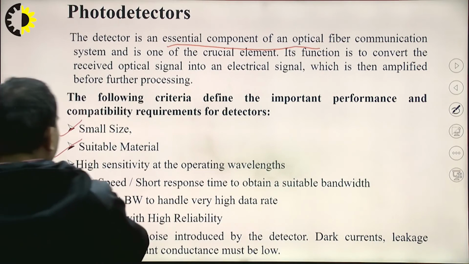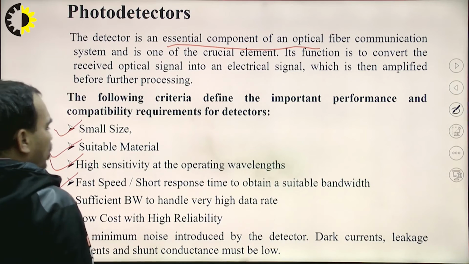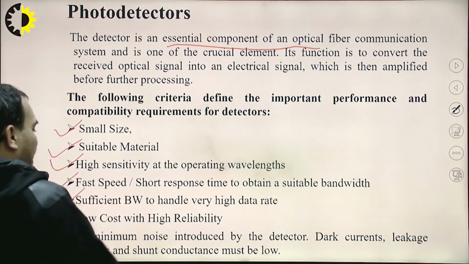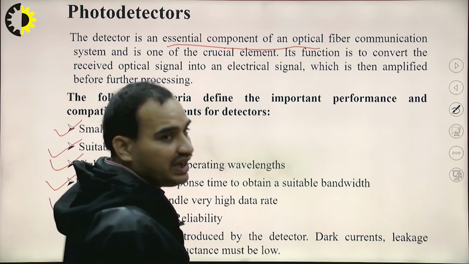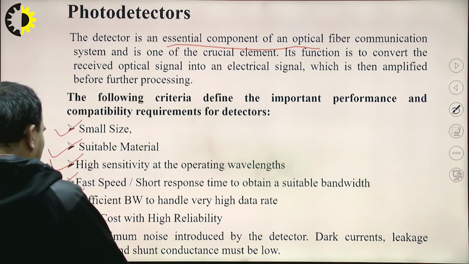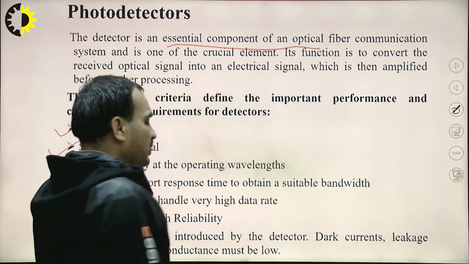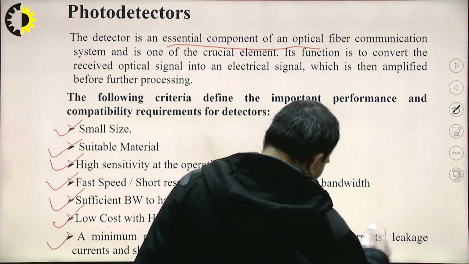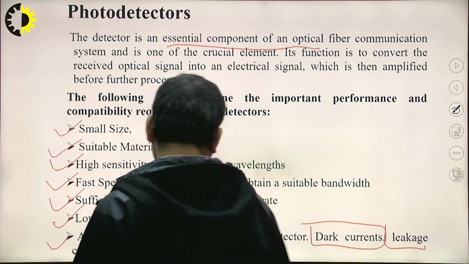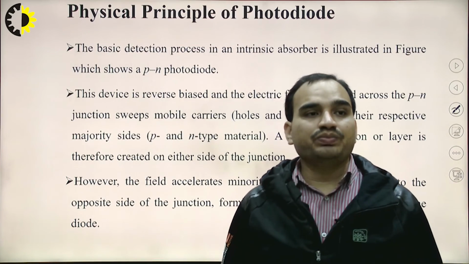Then high sensitivity at the operating wavelength, fast speed and short response time to obtain a suitable bandwidth, sufficient bandwidth to handle very high data rate, low cost with high reliability, and the last important point is the minimum noise introduced by the detector. The noise may be introduced due to the dark current, the leakage current, and the shunt conductance. So shunt conductance must be very low.